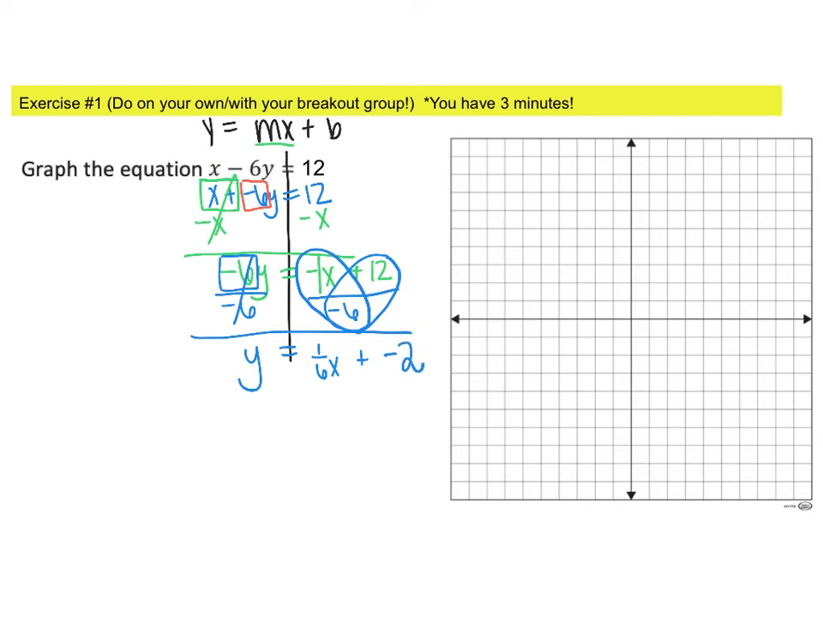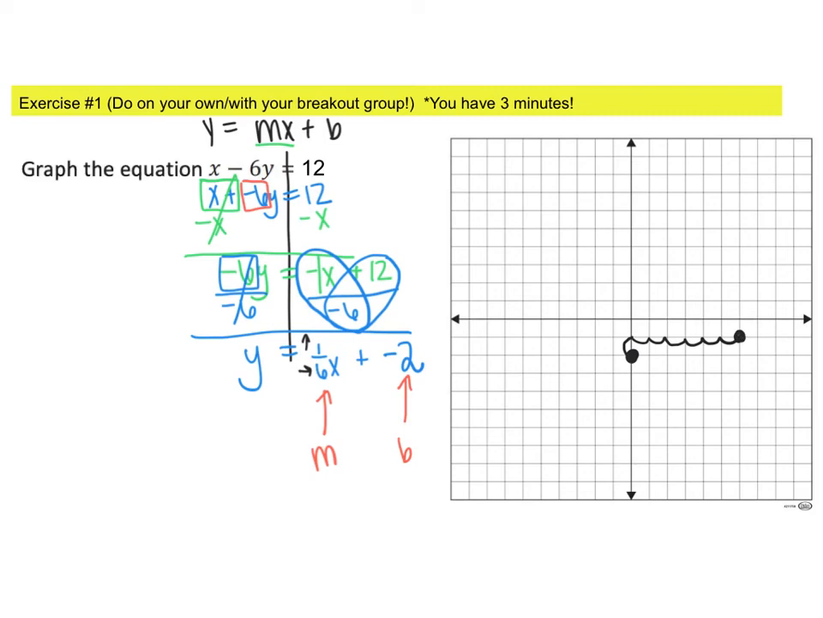All right, so from this, I can see that my slope is up 1/6, and my y-intercept is at negative 2. So I'm going to go plot negative 2 first. So I'm at down 2 on my y-axis. And then my slope says, okay, to get to the next point, you're going to go up 1, right 6. I'm going to go up 1, right 6. 1, 2, 3, 4, 5, 6.